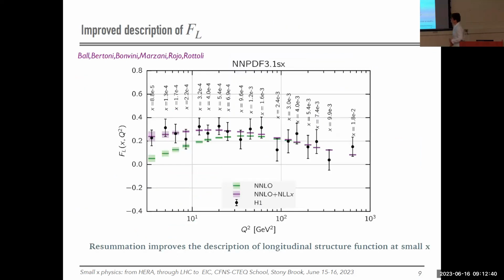Now, it becomes more evident here when they looked at FL. So this is the FL structure function. So here are data, and you have a fixed order description, the green bars, and then these magenta are the resummed results. So essentially, putting in the small x effects improved the description of the longitudinal structure function.